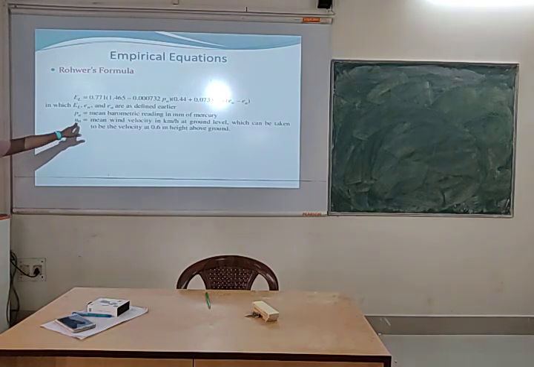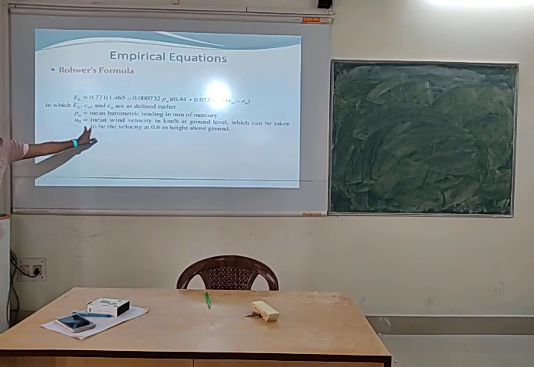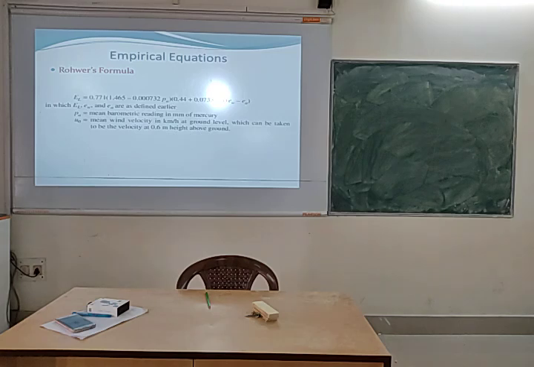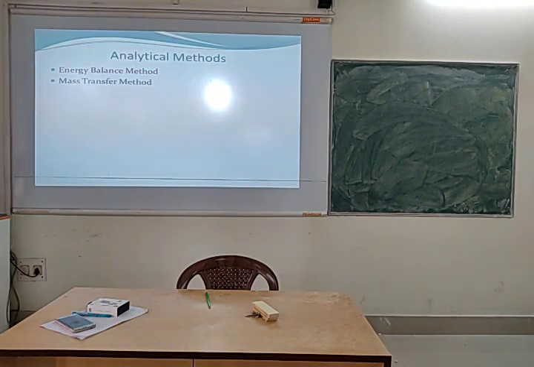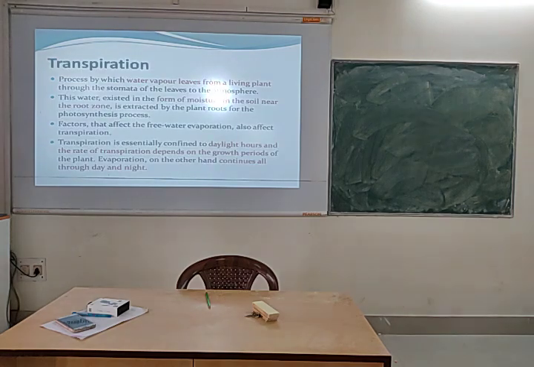And instead of U9, we are having U0, same thing, right? That is the wind speed in kilometer per hour at ground level, or 0.6 meter at the ground level. Next we are having the water budget method. Now in this water budget method, nothing is different, right? The same equation is there almost, right? Okay, energy balance method, mass transfer method.